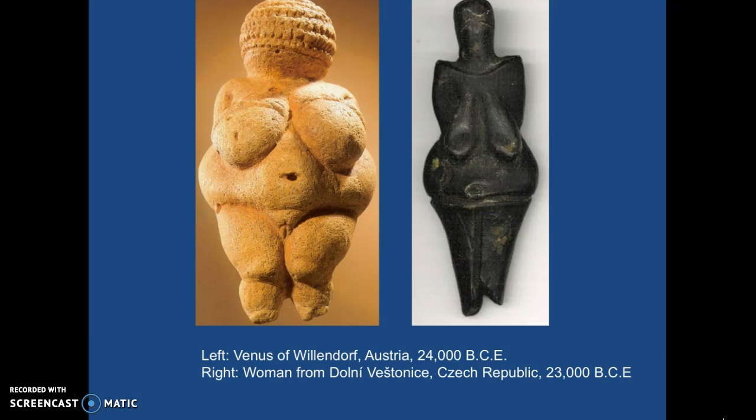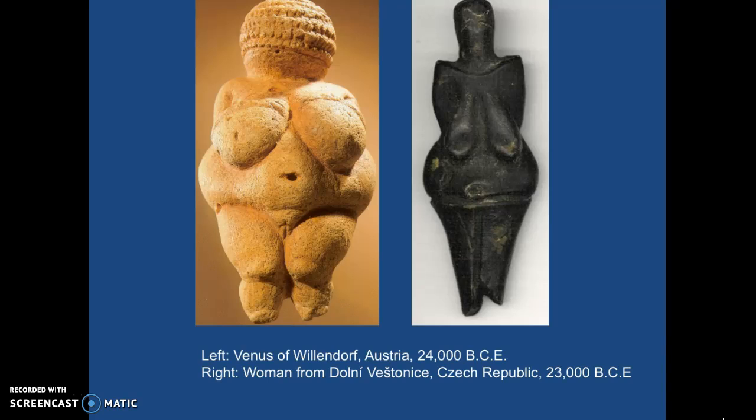We see the enhanced female figure with large hips, large breasts. There isn't really a lot of focus on the face itself, but it is clearly a feminine figure. And similar types of forms have been found throughout Europe, especially in the Germanic regions and what is now sort of Eastern Europe. So, for example, on the right, you see the woman from Dolní Věstonice, which was found in the Czech Republic, dating back to about 23,000 BCE.